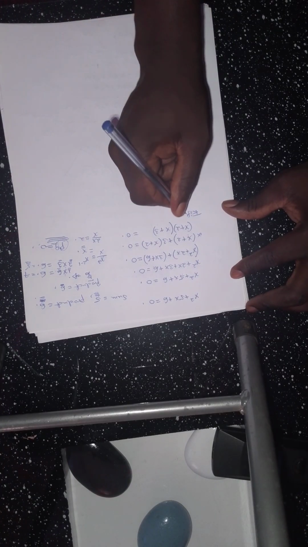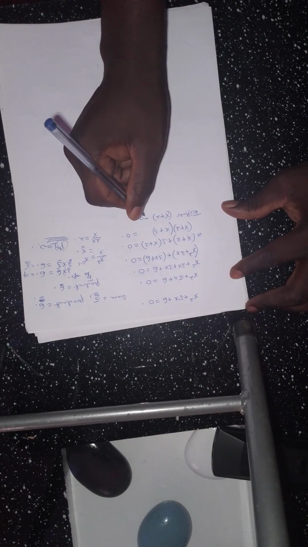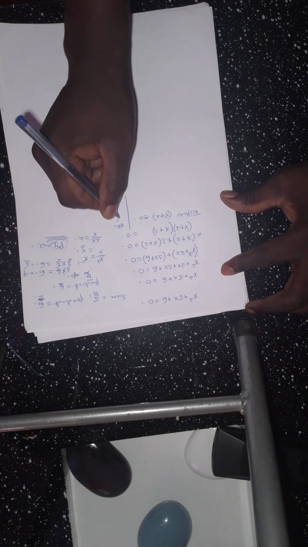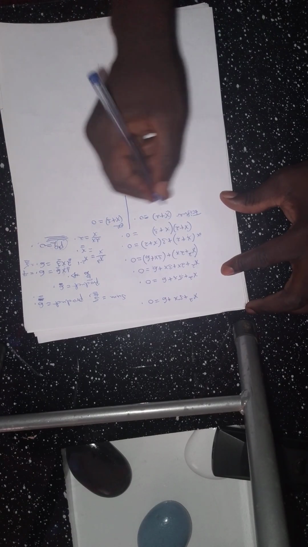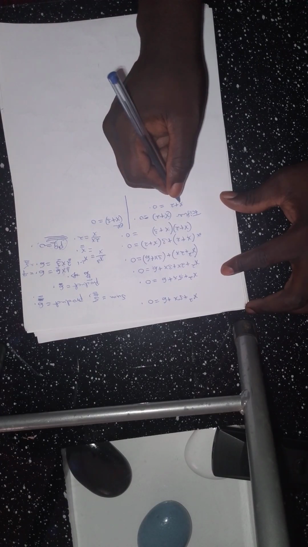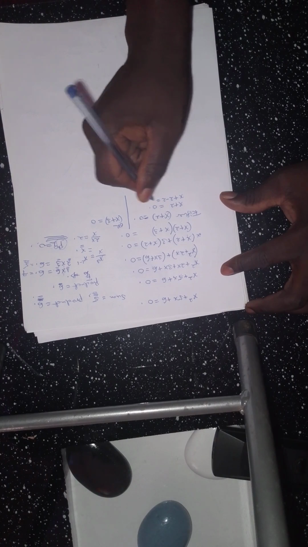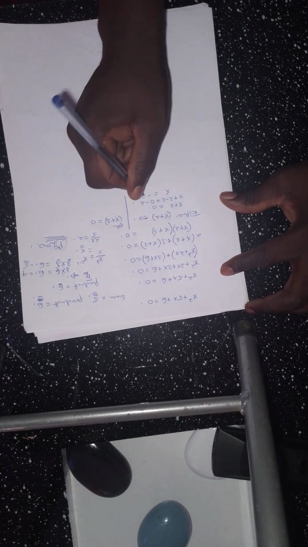So either x plus 2 is 0 or x plus 3 is 0. So for x plus 2 is 0, we want to remain with only x on this side. So x plus 2 minus 2 is 0 minus 2. And our x is going to be negative 2.